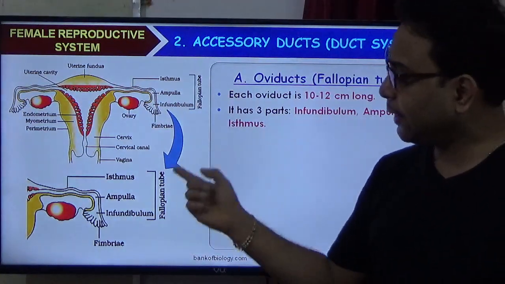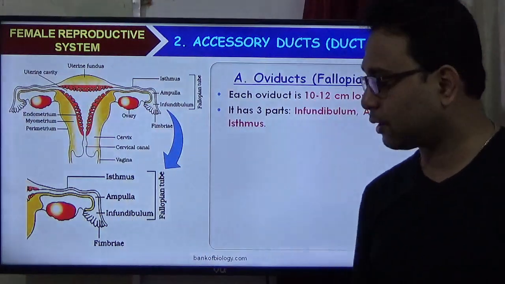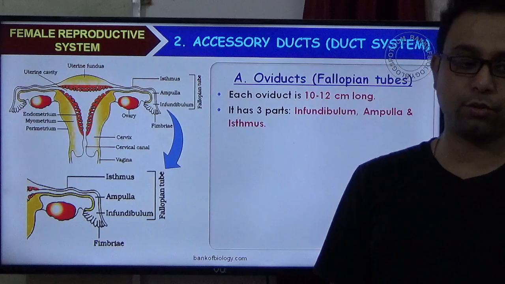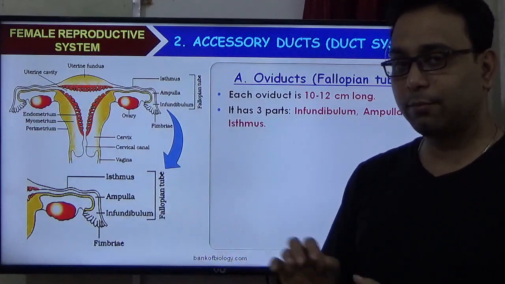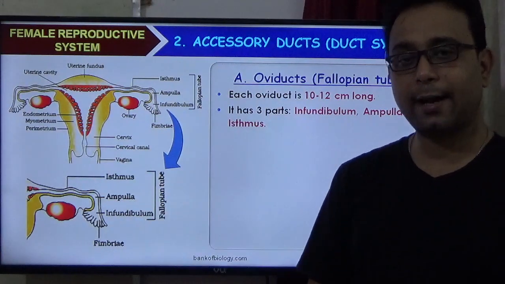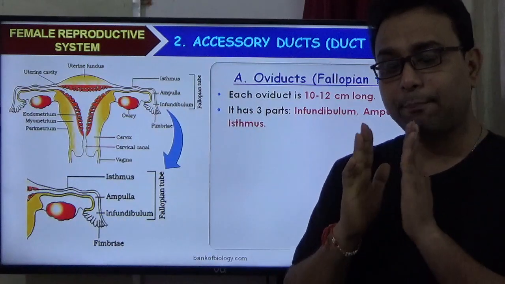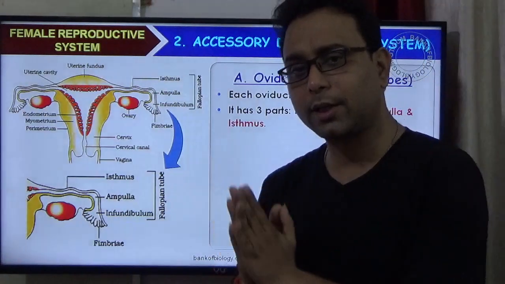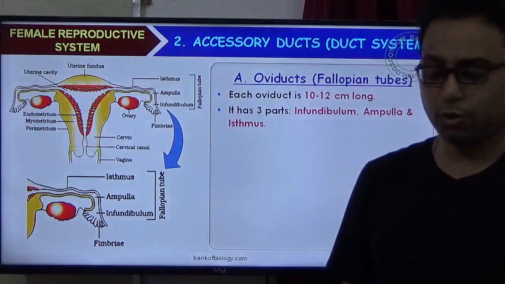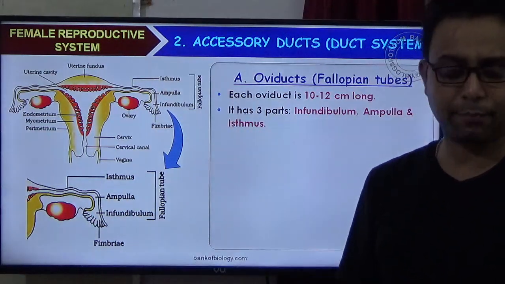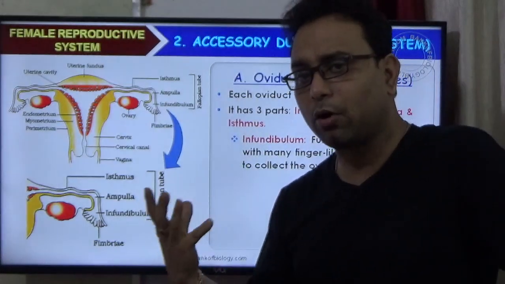Also you know, if you zoom in on the fallopian tube, you observe that it has three important regions: one is the infundibulum, second the ampulla, and third the isthmus. These three important parts play an important role in transporting the secondary oocyte. Also, a finger-like projection is there, which is called the fimbriae. So one by one we discuss all of these things.